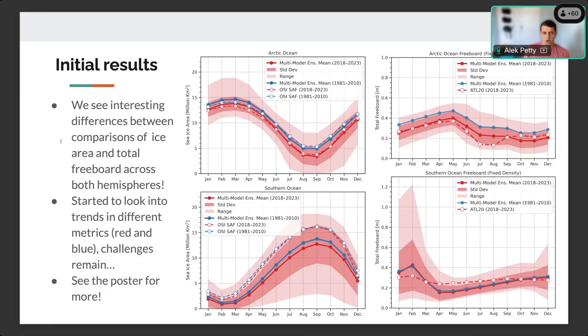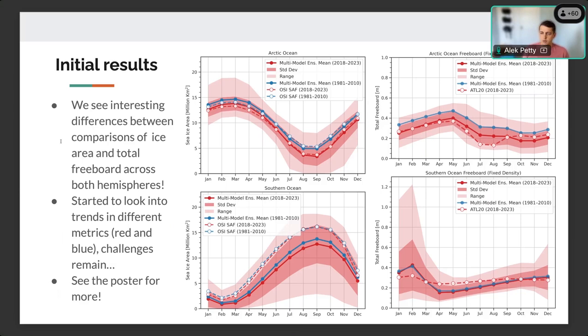Currently we're just looking at the seasonal cycle, and we're showing sea ice area on the left here, and then that total freeboard metric that I just explained on the right. We've got the Arctic on the top and the Southern Ocean on the bottom. This is all CMIP-6 model output, and observations are shown by the white circles. There's a lot here that we can talk about, but it's better to read the poster and take a look at this yourself. The point being, there are differences in the seasonal biases between the observations and the models based on the different metrics we're looking at.